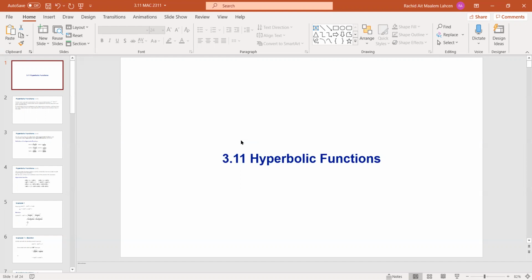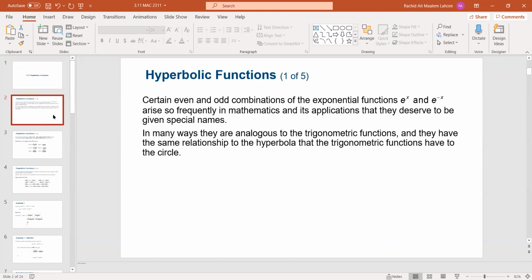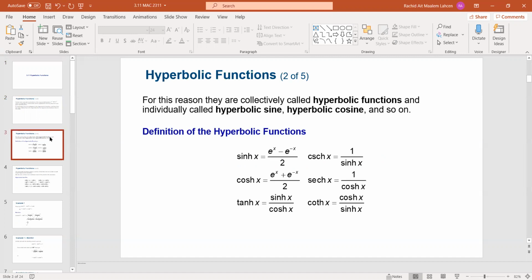So you'll see here that some of these even and odd combinations of e to the x and e to the negative x arise frequently in math and calculus, so they deserve to be given special names. So they did that. Just like the trig functions, they call them the hyperbolic functions. So you have hyperbolic sine and hyperbolic cosine. So when we read this, we'll keep it the same way.